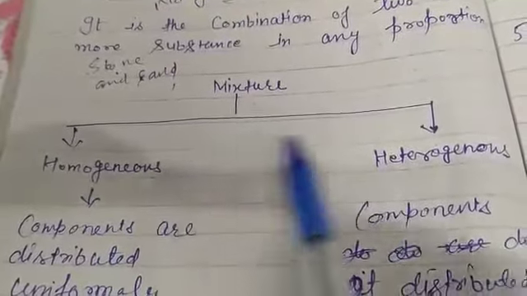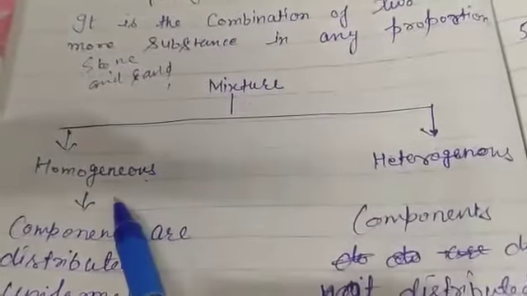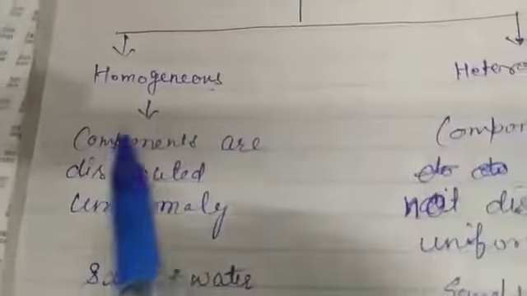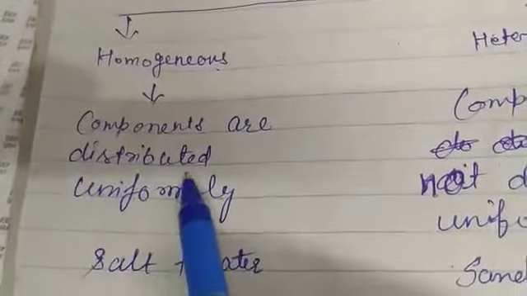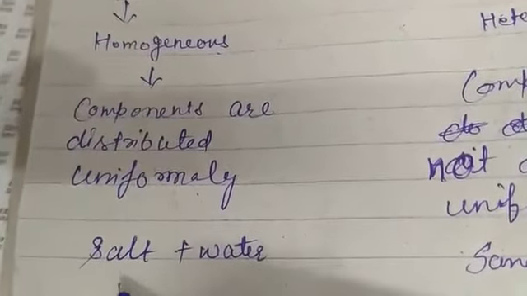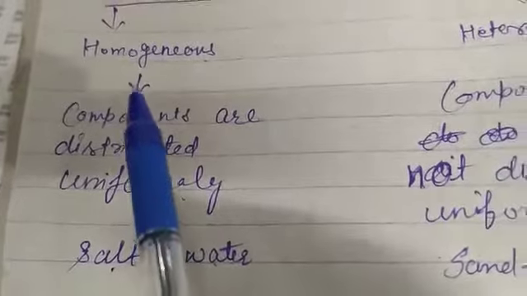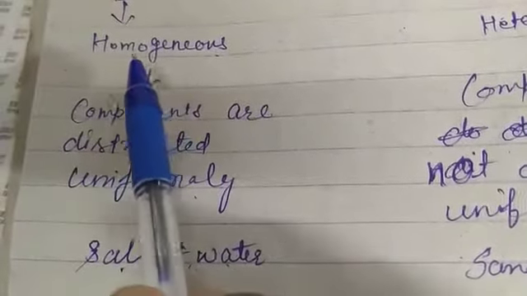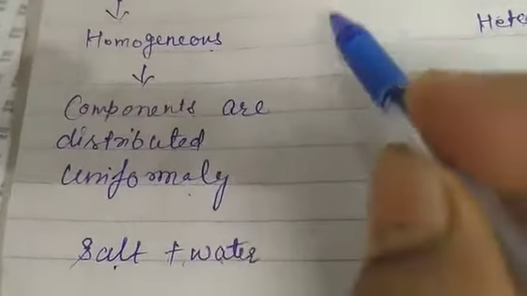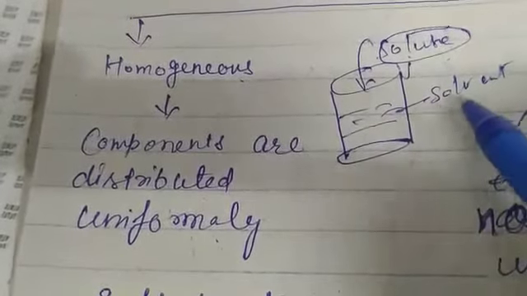One is homogeneous and the second one is heterogeneous. Homogeneous mixtures are those mixtures in which components are distributed uniformly. For example, salt and water. The best identification I'll tell you about the homogeneous mixture: whenever we dissolve any kind of solute in the solvent, and the solute disappears, it means that it completely mixes with the solvent.